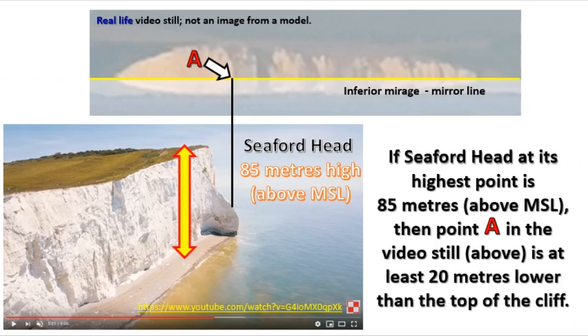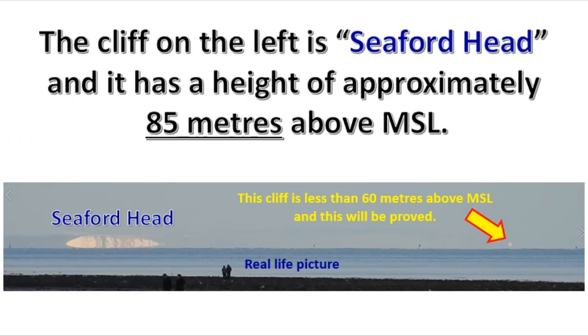If Seaford Head at its highest point is 85 meters above mean sea level, then point A in the video still above is at least 20 meters lower than the top of the cliff. The cliff on the left is Seaford Head, and it has a height of approximately 85 meters above mean sea level. This cliff is less than 60 meters above mean sea level, and this will be proved.